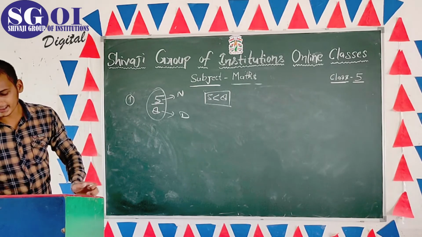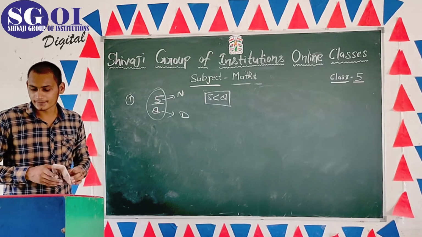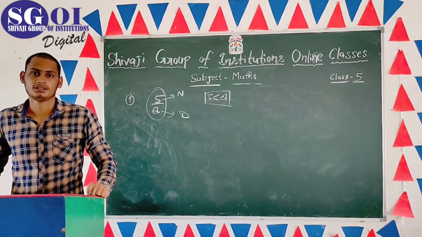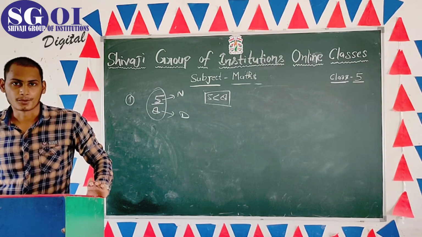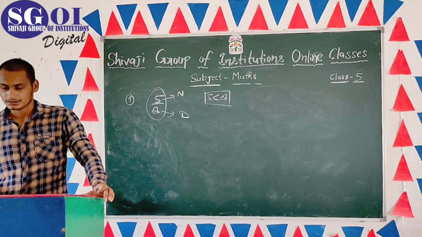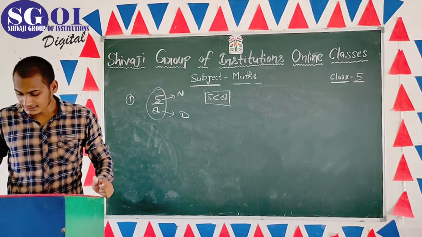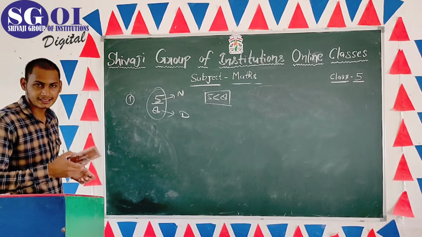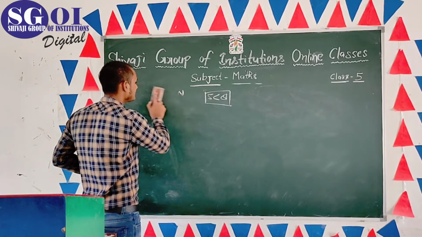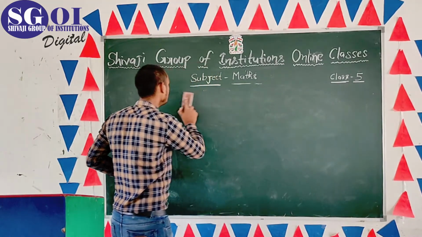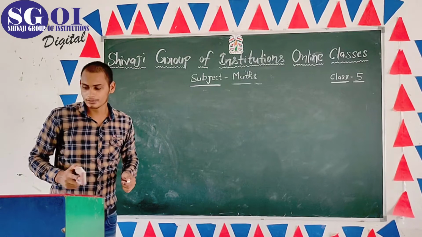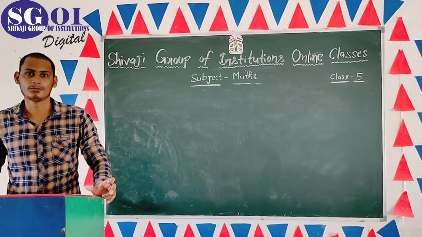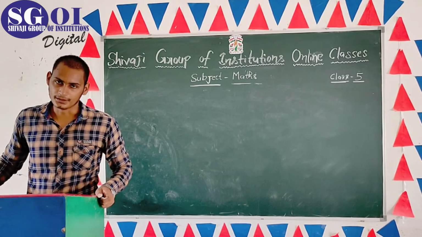Next one is part E. Which of the following are improper fractions? As we know, what are improper fractions? The fractions whose numerator is greater than or equal to the denominator are called improper fractions.